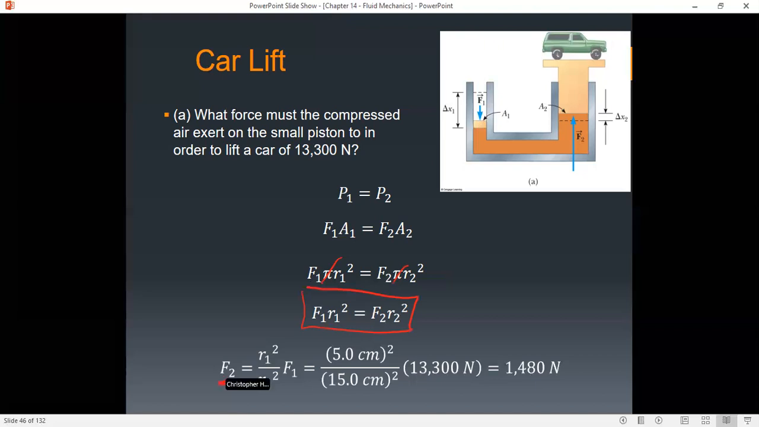What's my new force going to be? Well, the small cylinder is 5 centimeters in radius. The large cylinder is 15 centimeters in radius. So I square both sides, multiply by the force that I need to exert. The car is going to be 13,300 newtons. I see I only have to apply 1,480 newtons on this side to lift up 13,300 newtons on the other side.